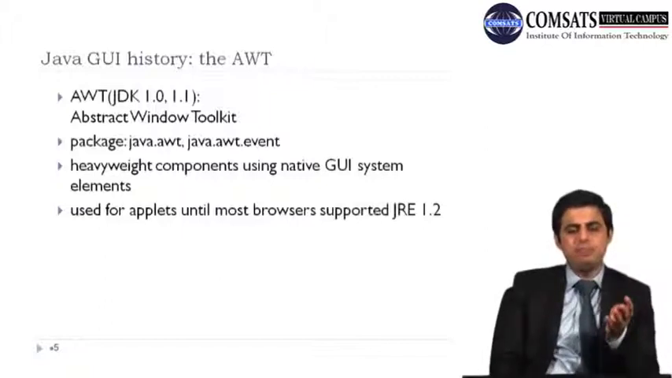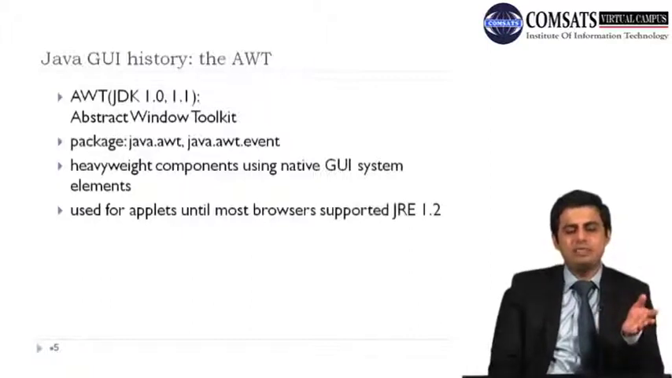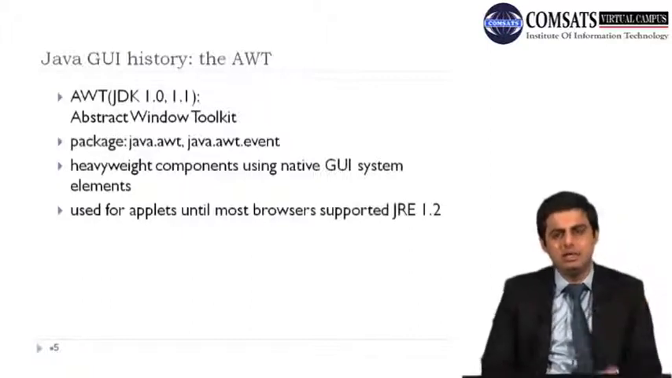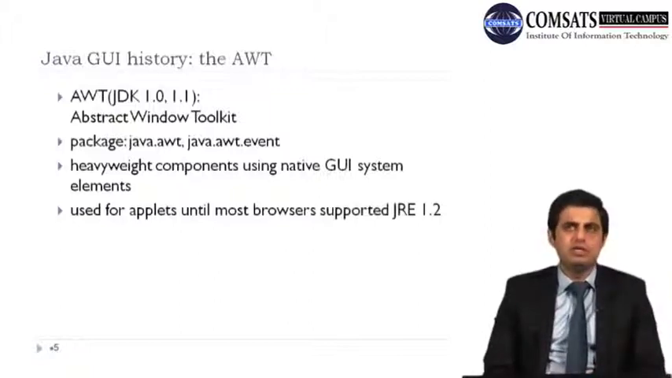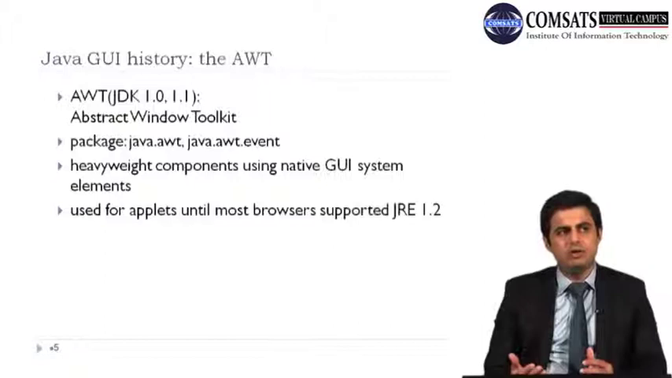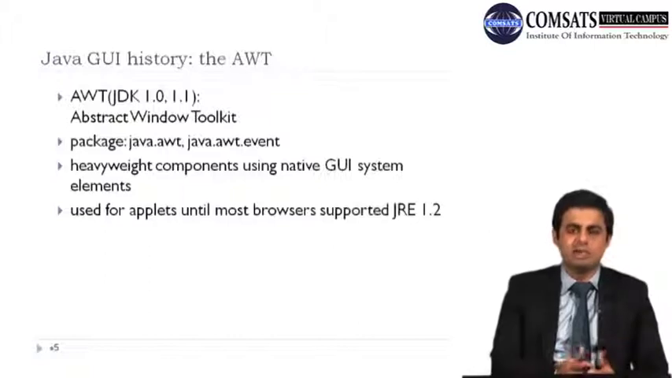In AWT, you had to import the package java.awt or java.awt.event, and it contains heavyweight components using native GUI system elements, and it is used for applets until most browsers support JRE. So you also have to install JRE 1.2 for AWT to work, because that JRE has all these features in the background, which run for these applets, and then you can use the applets of AWT.